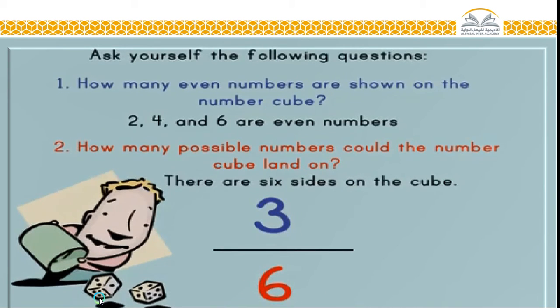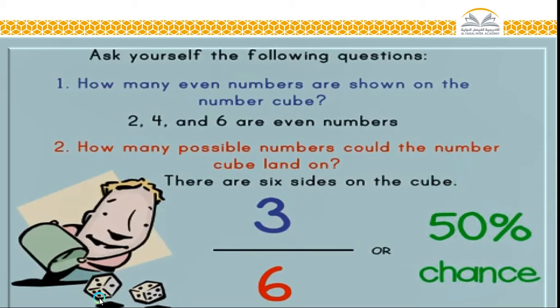This means the probability of the number cube landing on an even number is 3 out of 6, or a 50% chance.